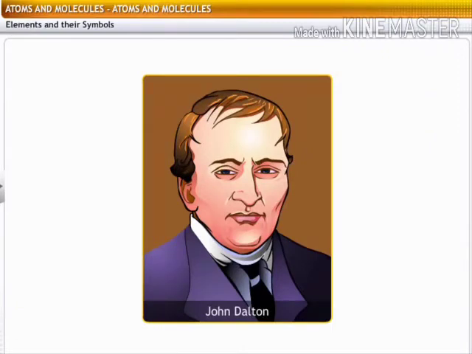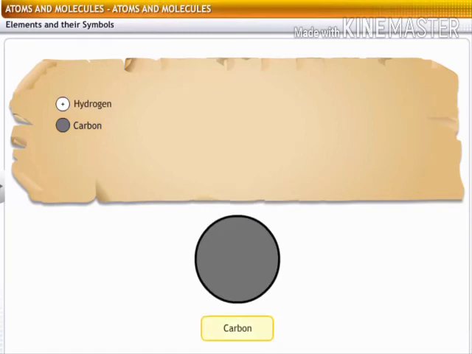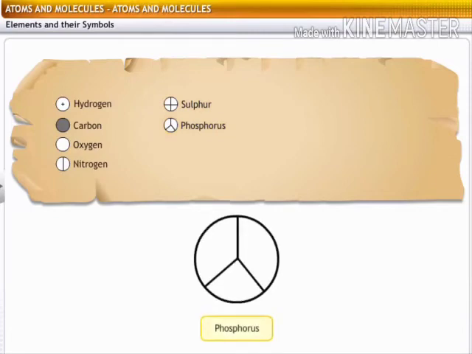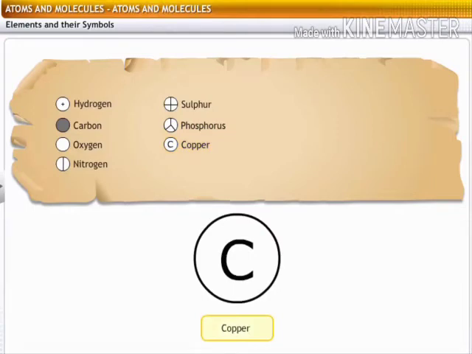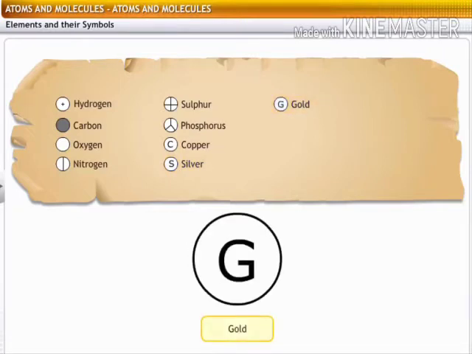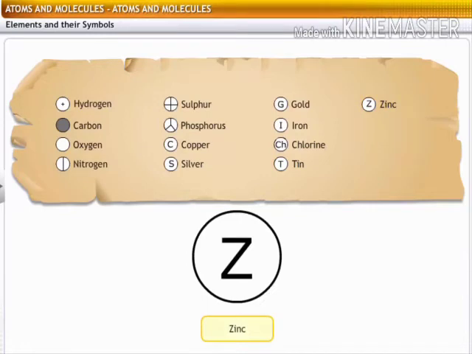Having identified some elements, Dalton proposed a scheme of notation to represent elements. For example, hydrogen was represented as, carbon as, oxygen as, nitrogen as, sulfur as, phosphorus as, copper as, silver as, gold as, iron as, chlorine as, tin as, zinc as, and lead as.